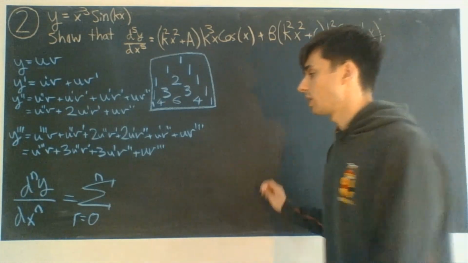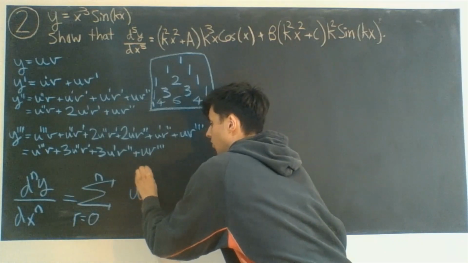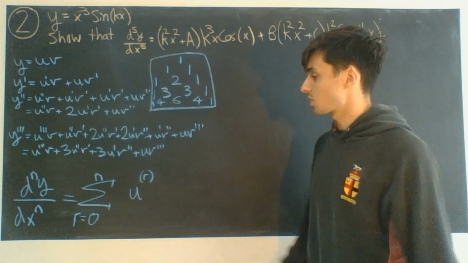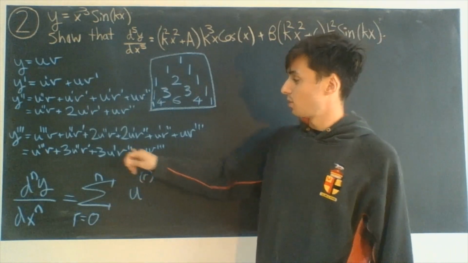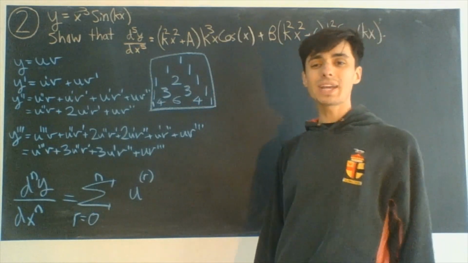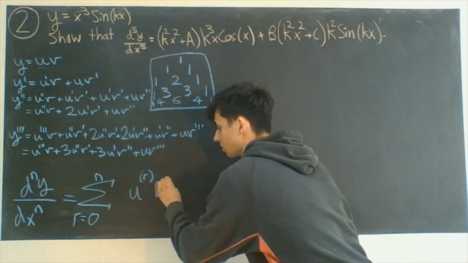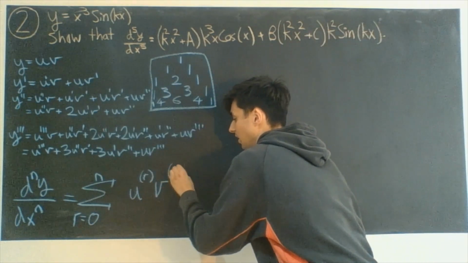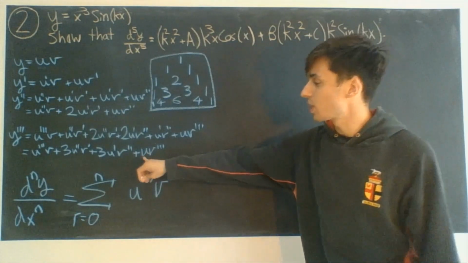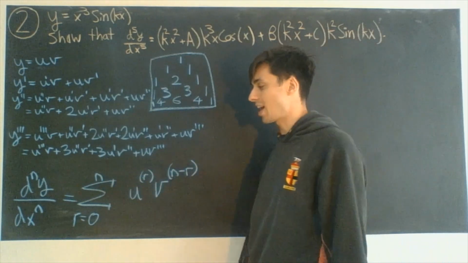And what we've got is u to the rth derivative. We're taking the rth derivative of u. So that would vary from 0, 1, 2 to 3 in this case. And when we have the rth derivative of u, we have v and we have the (n minus r)th derivative of v. Because if r was 0, the derivative of v would be 3. These two have to add up in total to our n.